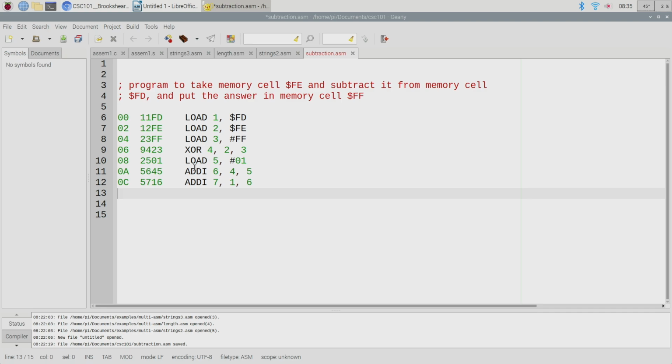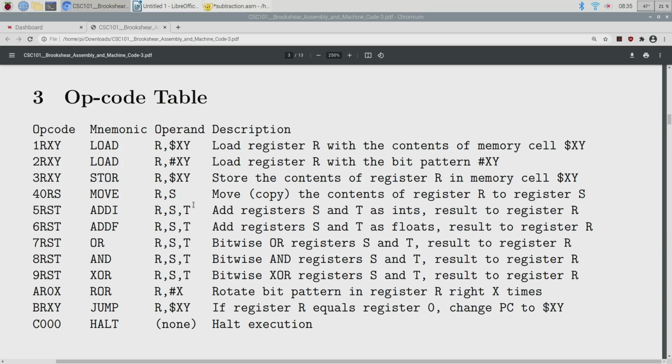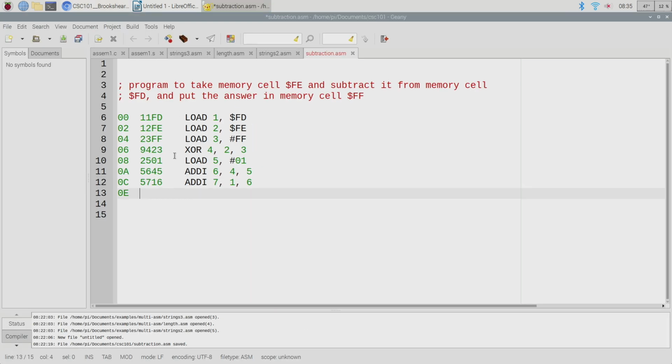Okay, so now what's in register 7 is the result of the subtraction. What did I say we wanted to do with this answer? I wanted to put it in cell FF, so how do I do that? Well, which operation do I want? This one, opcode 3. So it'd be 3, register 7, memory cell FF.